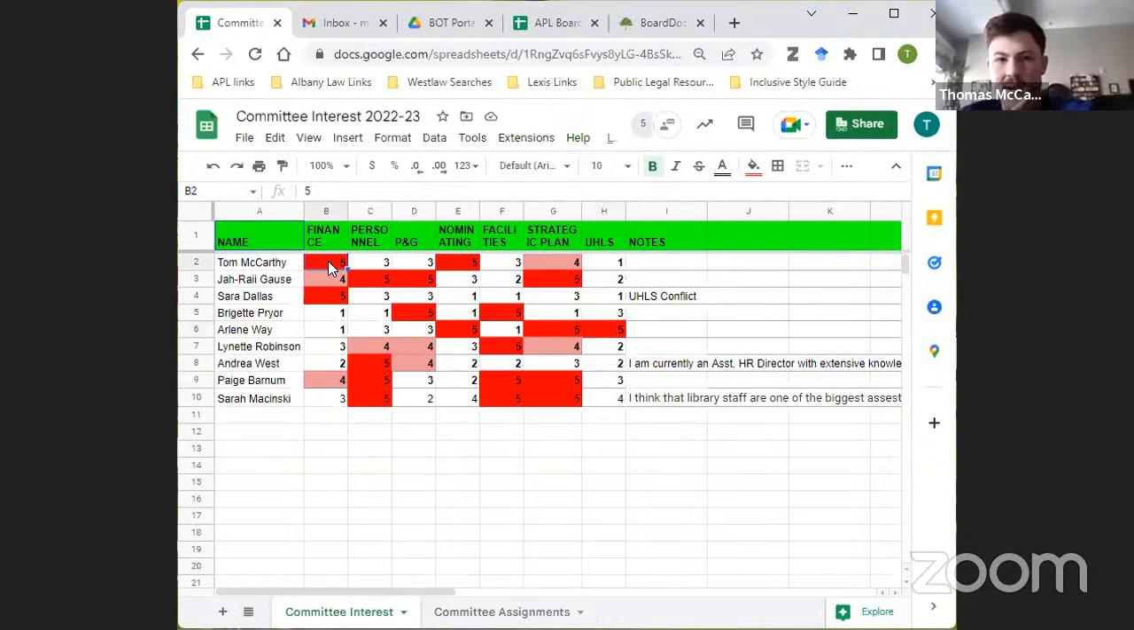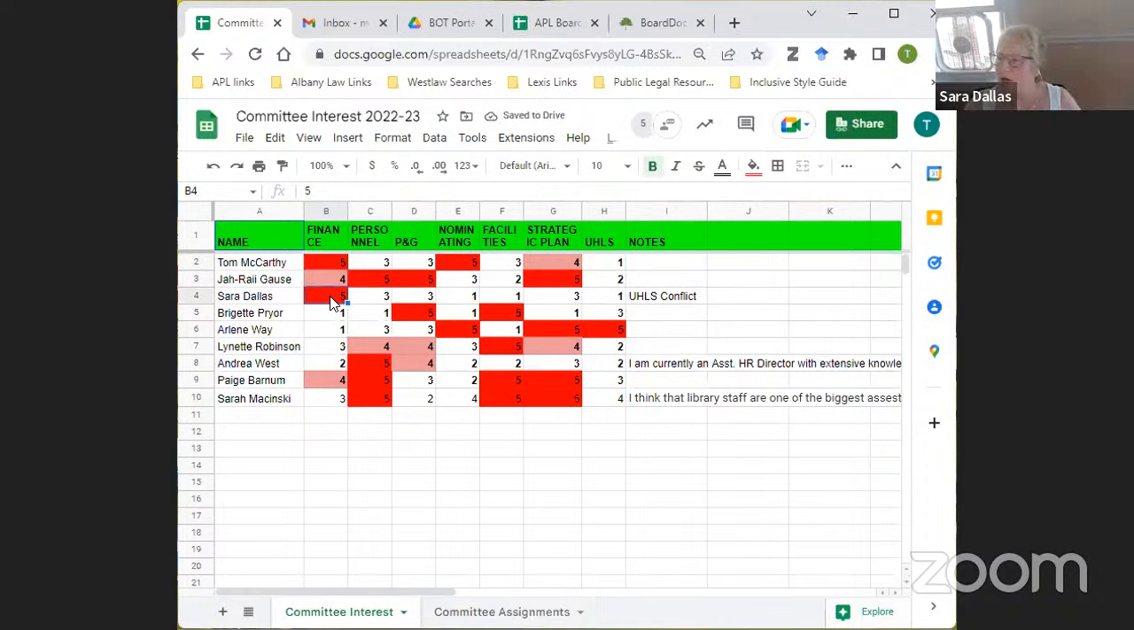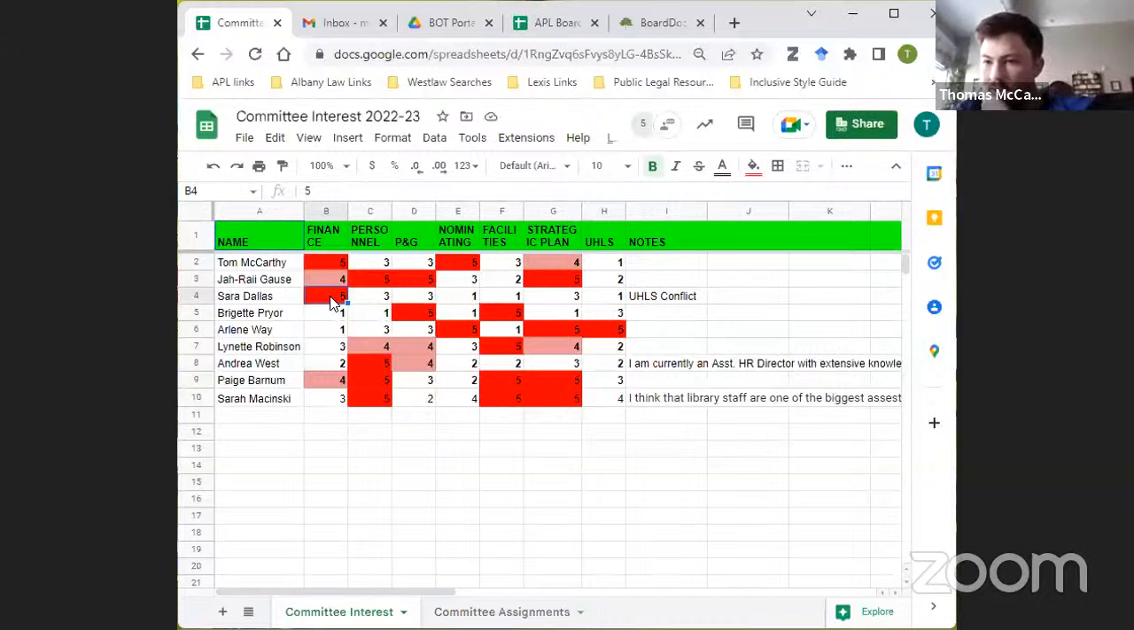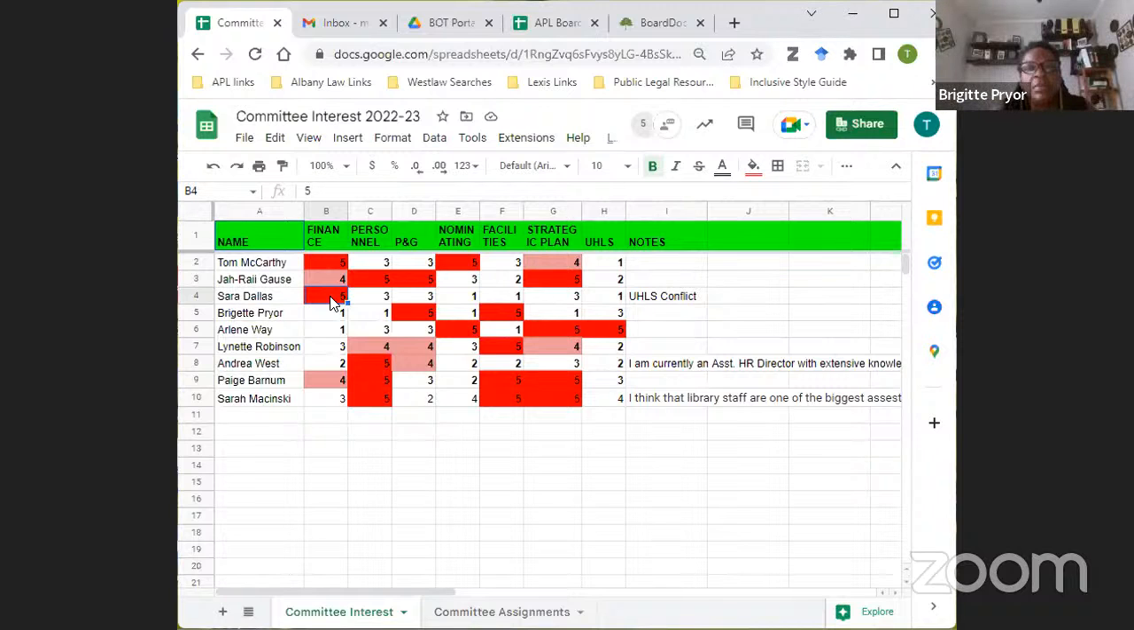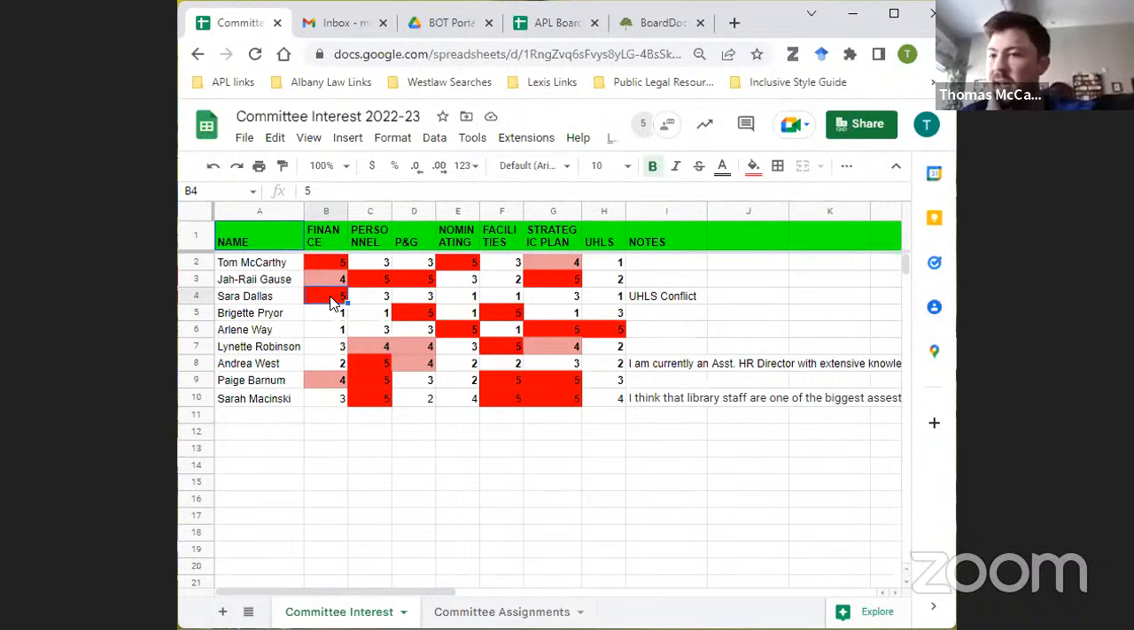So I put a 5 and Jare and Paige put 4. Tom, don't you sit on all of the committees? No, I'm just like any other trustee. I sit on 1 or 2. And then I also sit on the Friends and Foundation board as an ex officio member.